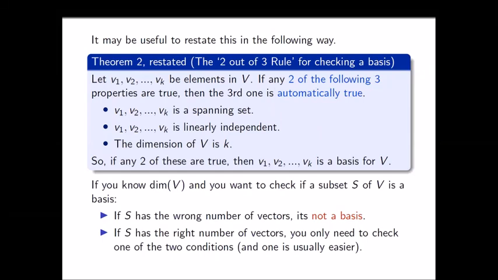So if you know the dimension of your subspace V, and you want to check if a chosen subset S is a basis, first ask yourself, what is the number of vectors present in S? If it's the wrong number of vectors, then it's clearly not a basis. And if it has the right number of vectors, then you already have one condition out of the 3. So you only need to check one of the other 2 conditions, and typically one of them is going to be easier.